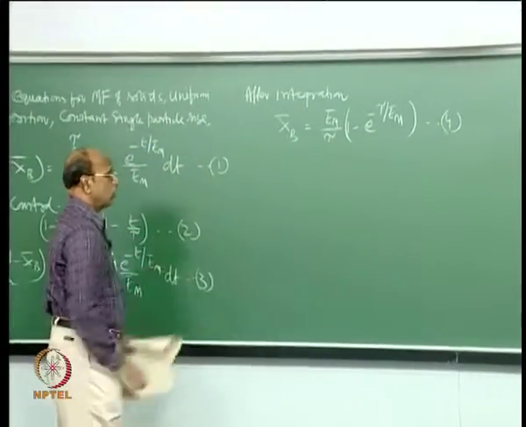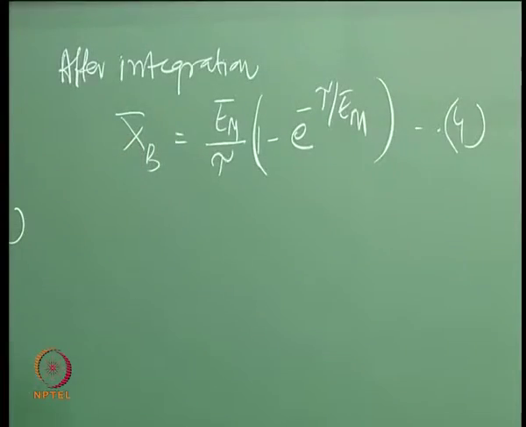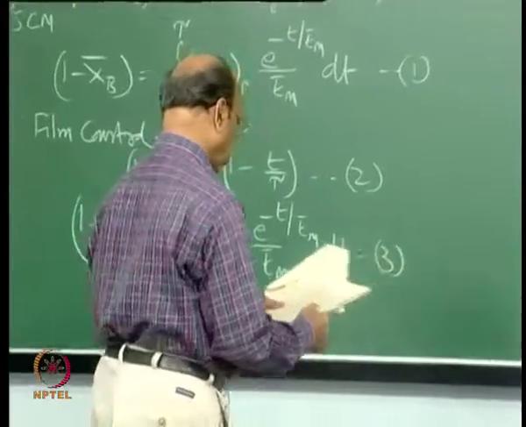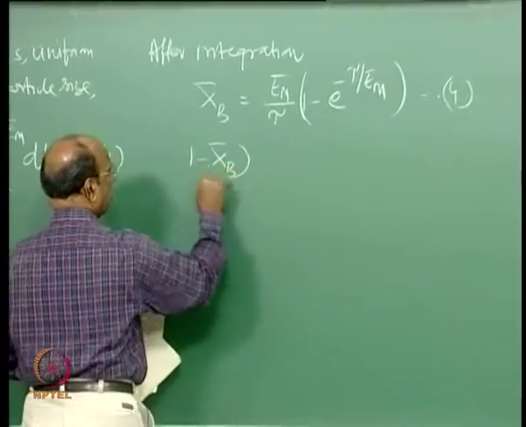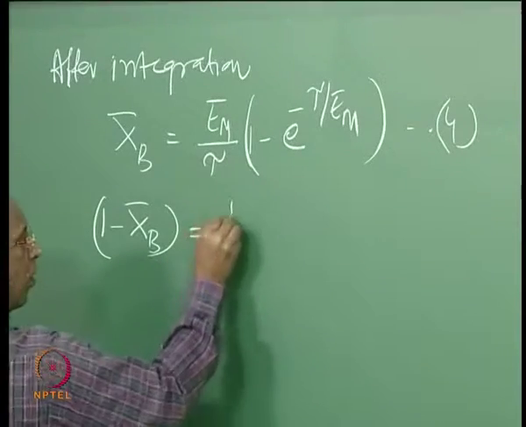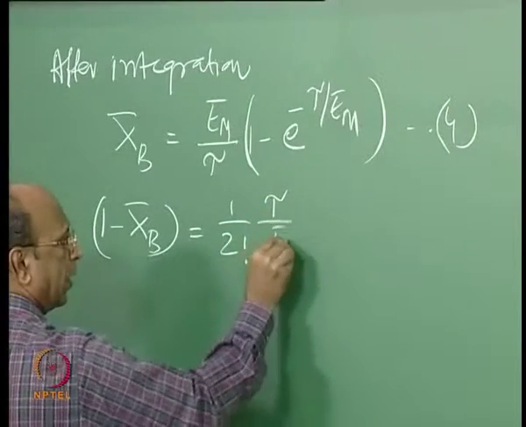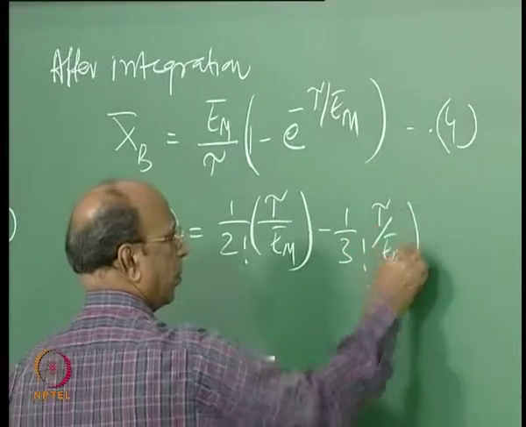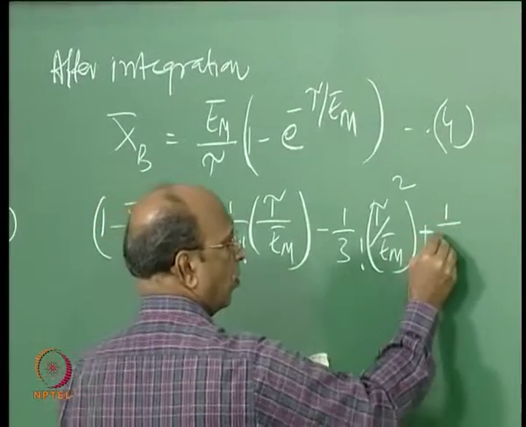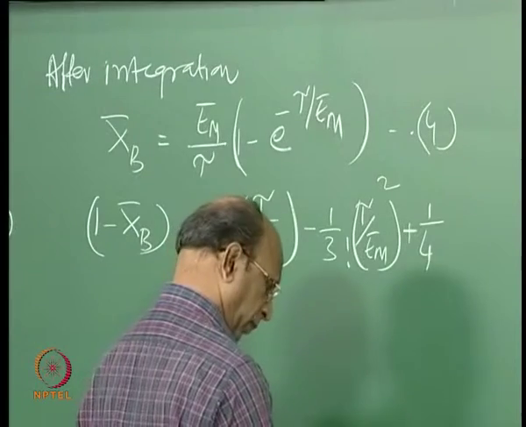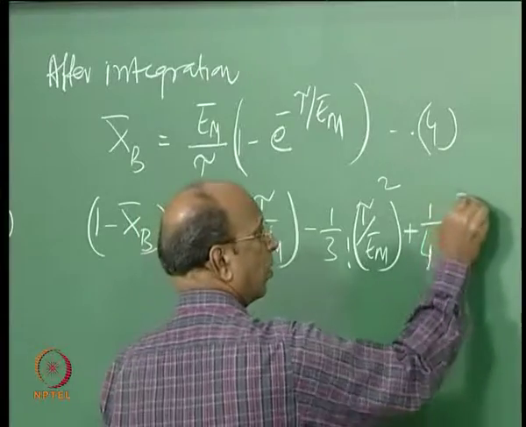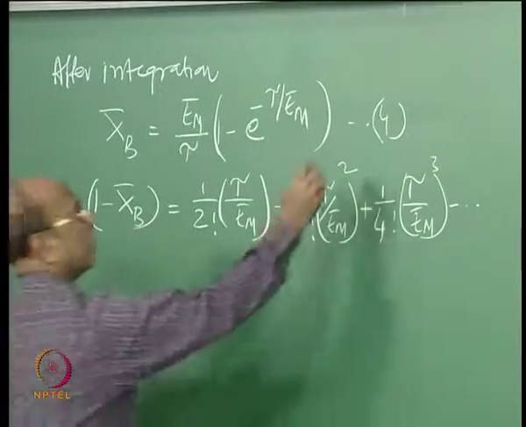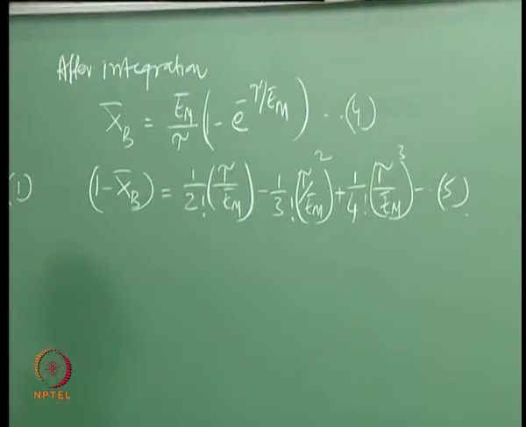So, practical engineers have also used this e power x. If you take e power minus x, you have some expansion, right? E power minus x equal to 1 minus x plus x square factorial by 2 and all that. That expansion, if you do and then write, you will get again in terms of 1 minus x bar b equal to 1 by 2 factorial tau by t bar m, minus 1 by 3 factorial tau by t bar m square, again plus alternatively 1 by 4 factorial tau by t bar m whole cubed minus etcetera. So, this is equation 5. Generally, we can prefer this.